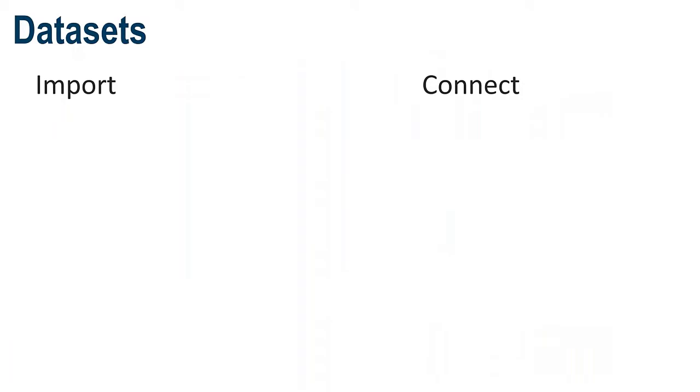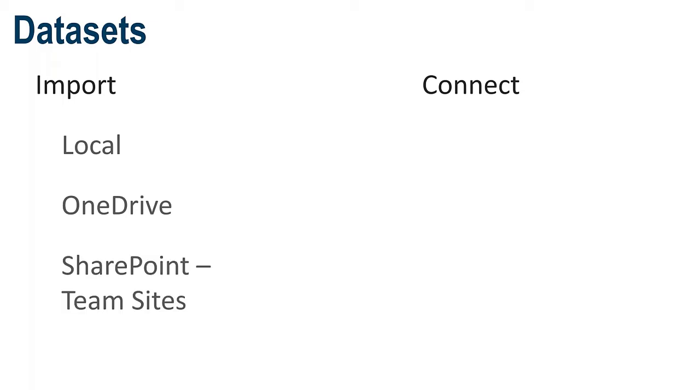Data sets are something that you're either going to import or connect to. When you import, you can import from a local drive, from a OneDrive, whether it be a personal drive or a work OneDrive, doesn't matter, and from SharePoint team sites. I barely know how to spell SharePoint, so I can't answer questions about SharePoint, but just know that you can do that, and there's tons of documentation out there that will help you with that.